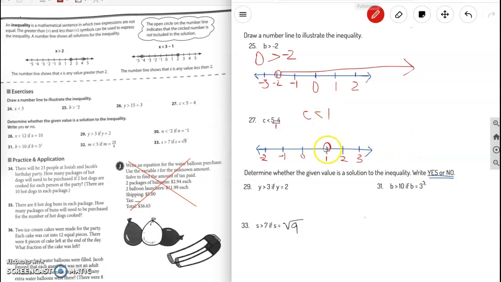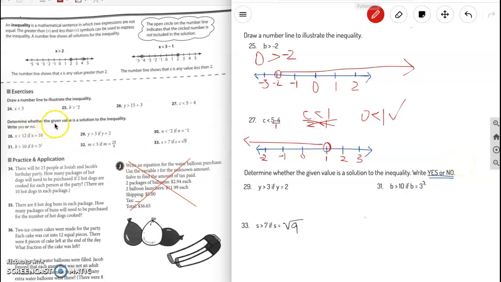Okay, now do we go that way or that way? Well, let's substitute. Let's put 2 in here. Is 2 less than 1? No, 2 is greater than 1. So I think it's going that way, right? Is 0 less than 1? Yes. So it goes that way. Is negative 2 less than 1? Yes. Is negative 5,000 less than 1? Yes. Okay, so that's how you do it. Let's try the next section.